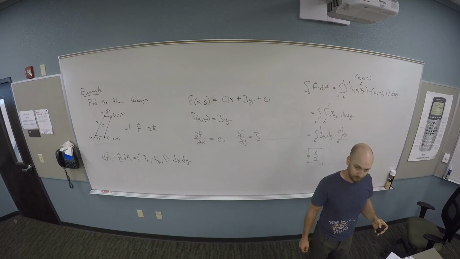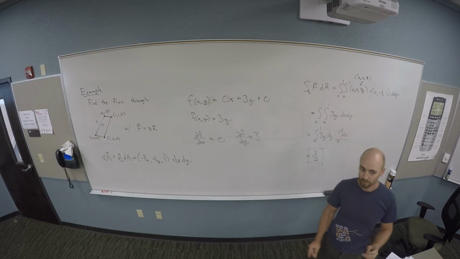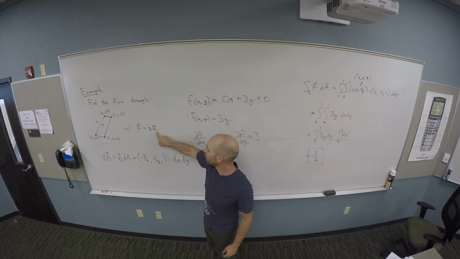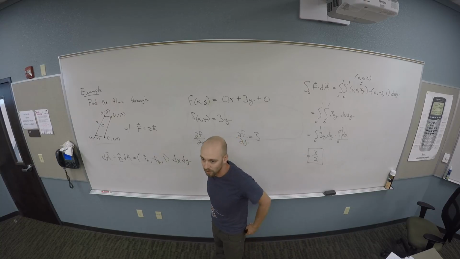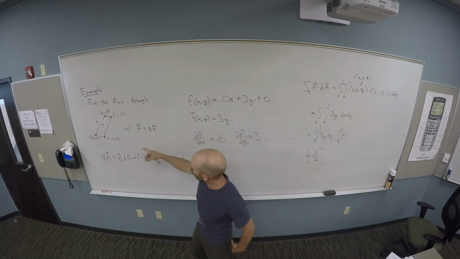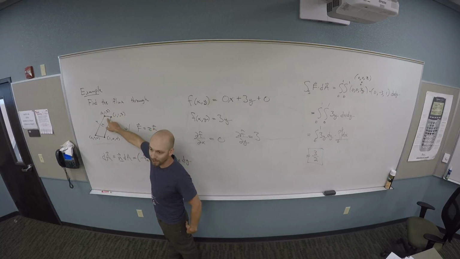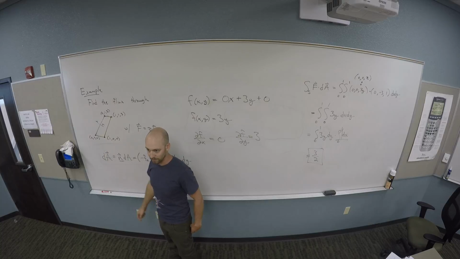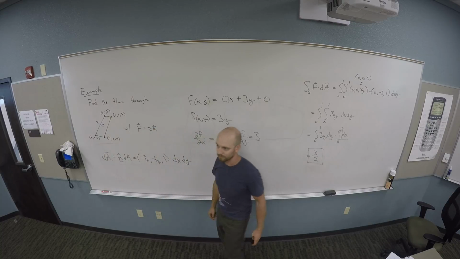And that field flows more up the higher you go. Yeah, this field specifically flows up faster the higher you go. And so most of that flux is probably coming from up in here, and much less of it from down in here. Cool?